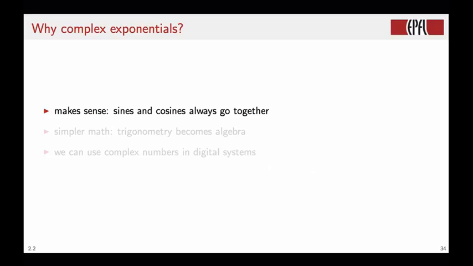So we see that sines and cosines always come together. And the reason why we prefer exponentials to sines and cosines is that the mathematics are simpler. Instead of doing trigonometry, we do algebra. And last but not least, we actually have complex numbers in all digital systems that we use. So on your computer, you have real numbers, but you have also complex numbers, and you can do complex arithmetic.